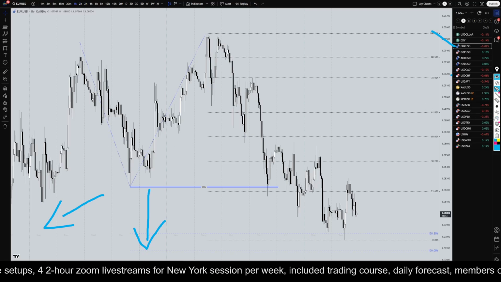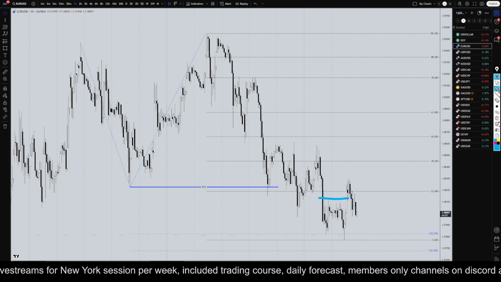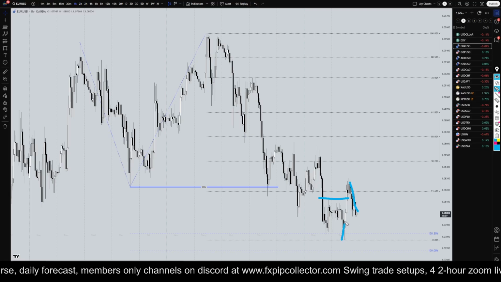So, anyways, the euro dollar overall, it's a little bit of a slow day. Now, we did have a break of structure to the upside today. We did have a pretty impulsive move up in the London session. Since then, it's definitely been pulling back pretty good. Now, the question is this: is this move down right here a correction to this move up?